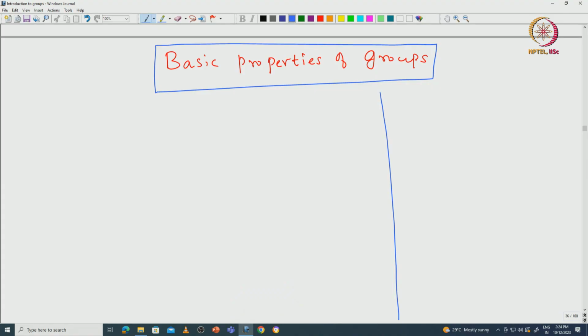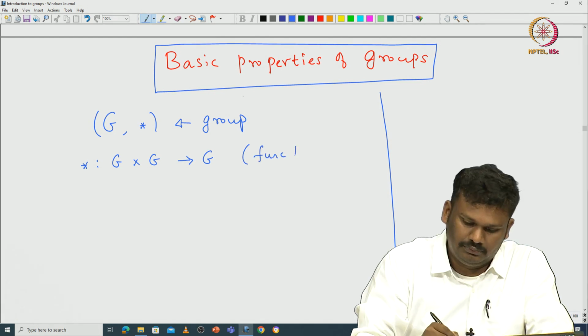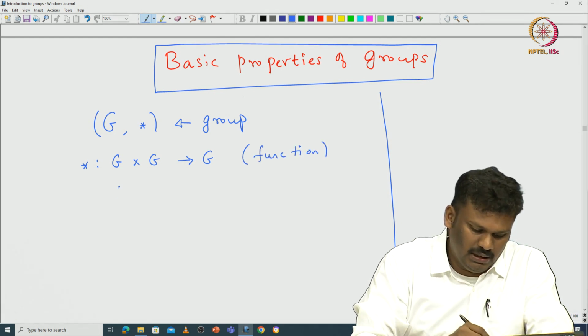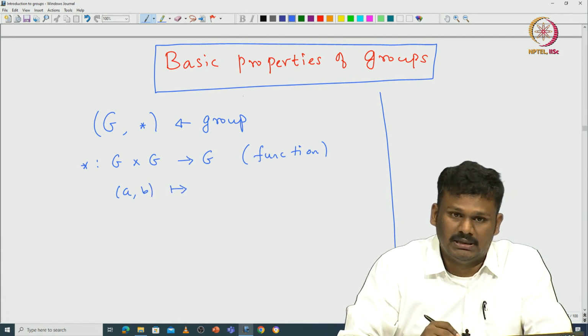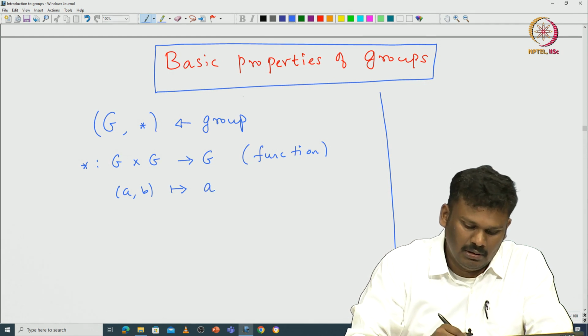Okay, so let us start with a group G. So that means a group comes with this binary operation star. So this we take it as a group. So recall that this star is a binary operation. So that means it is a map from G cross G to G. So it is a function. So what we did, given A, B, we associated some element inside G, we called it A star B, okay.